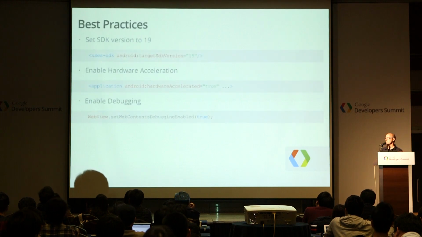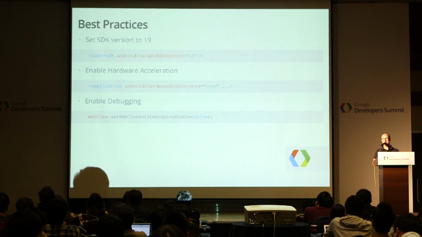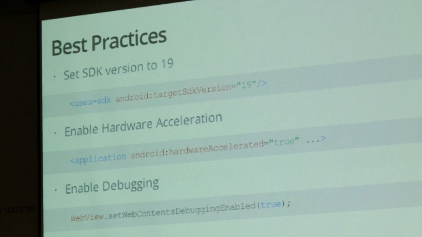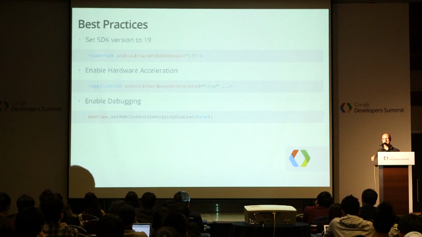Okay, so that's most of what I wanted to cover as far as how things are going with the WebView and how you need to use it. There's a lot of documentation online, but there are 3 key takeaways here. If you want to build a really great web-based hybrid application, number 1, always set your SDK version to 19. Right, I think that's become a general Android thing now.